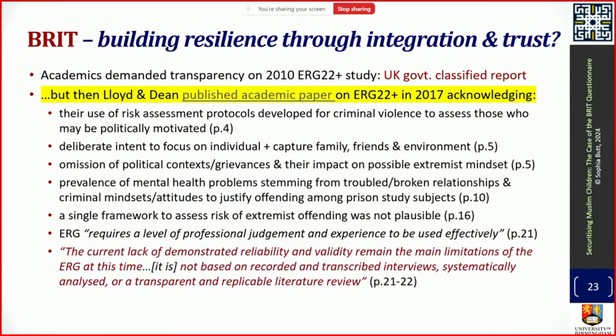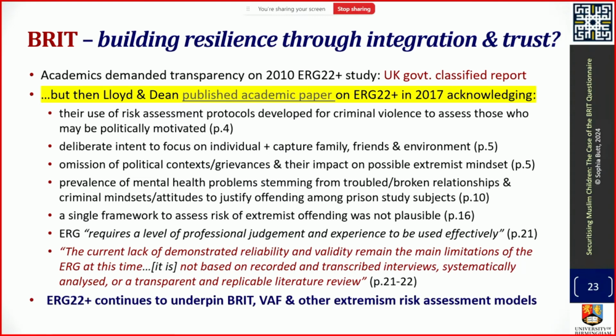They also said the current lack of demonstrated reliability and validity remain the main limitations of ERG at this time. It is not based on recorded and transcribed interviews, systematically analysed, or a transparent and replicable literature review. So this is the forensic psychologists themselves highlighting the limitations of ERG 22+, which is still in use by the government today. It still continues to underpin BRIT, the Vulnerability Assessment Framework, and other extremism risk assessment models.